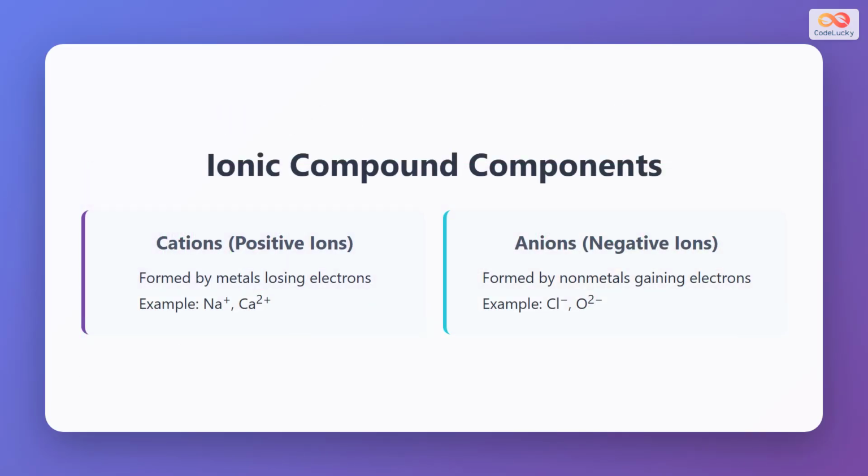Every ionic compound consists of two main components. First, we have cations, which are positive ions. These are formed when metal atoms lose electrons. Common examples include sodium with a +1 charge and calcium with a +2 charge. Second, we have anions, which are negative ions. These form when nonmetal atoms gain electrons. Examples include chloride with a -1 charge and oxide with a -2 charge. Understanding these two types of ions is crucial for naming ionic compounds correctly.